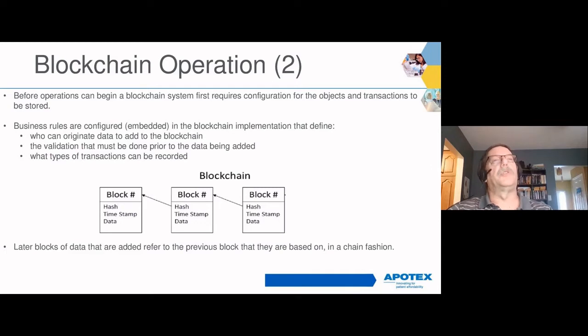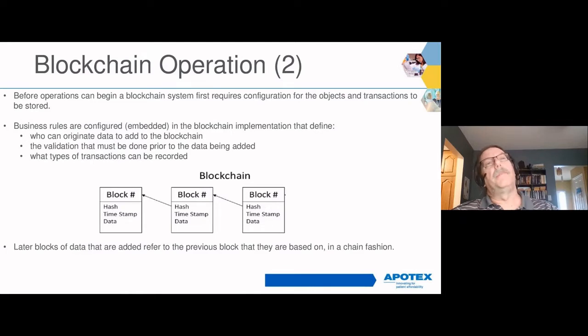Before you start actually operating the blockchain, you have to first configure the objects and transactions that are going to be stored. As we talked about in the governance, the business rules are embedded in the blockchain implementation, and they can define who can originate the data, what type of validation must be done prior to data being added, and what types of transactions can be recorded.